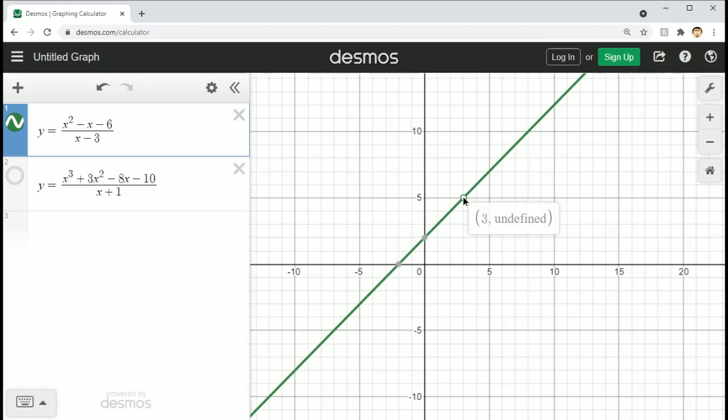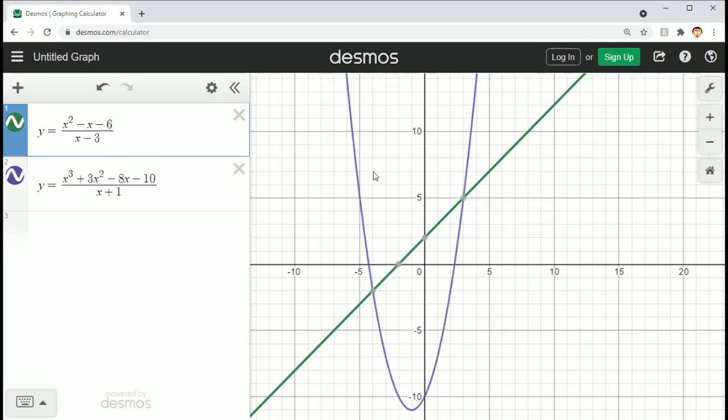A hole as in H-O-L-E because it's literally a hole in the graph. Removable because somebody thought that was a good idea to call it. But that looks like a straight line. It's actually a straight line missing a point. And because of that, there's no actual intersection there, despite the fact that it looks like there is. So even Desmos can make mistakes if we're not paying attention. This is why we have to understand how the math works from a fundamental level.